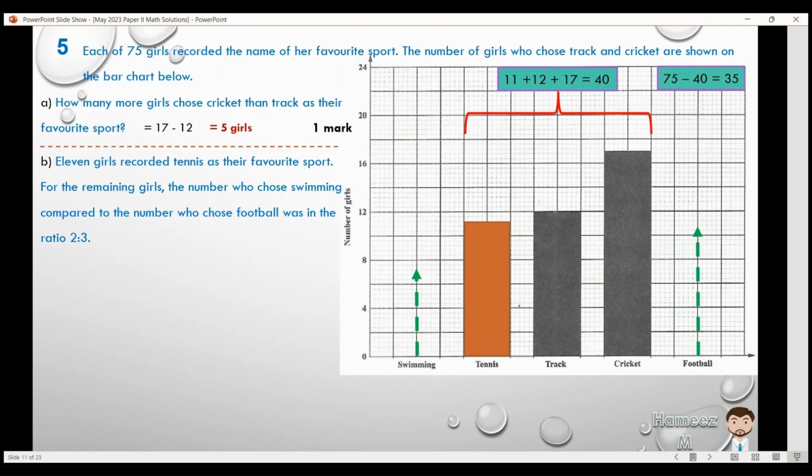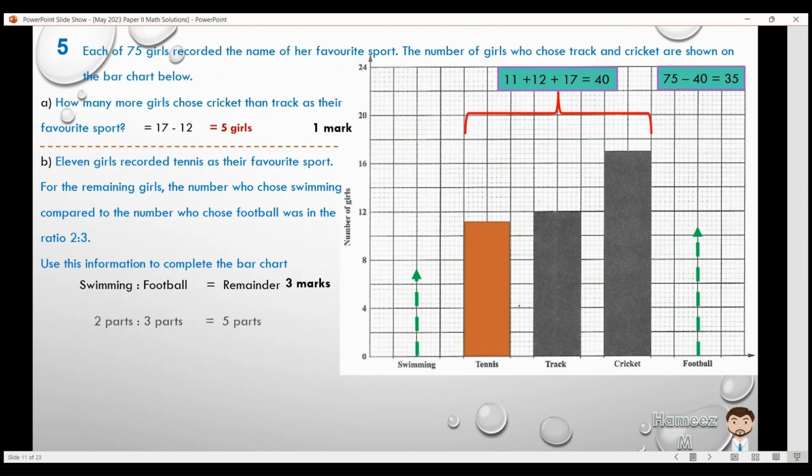So what do we know? It's the remainder. Since 40 students chose tennis, track, and cricket, the remainder from 75 will be 75 minus 40, which is 35. So 35 girls chose either swimming or football. So now the question is asking us, use this information to complete the bar chart. So we know 35 girls did swimming and football as their choices of their favorite sport, but how many of each? So we know the ratio. Swimming to football will give us the remainder, the 35. So the ratio is 2 to 3.